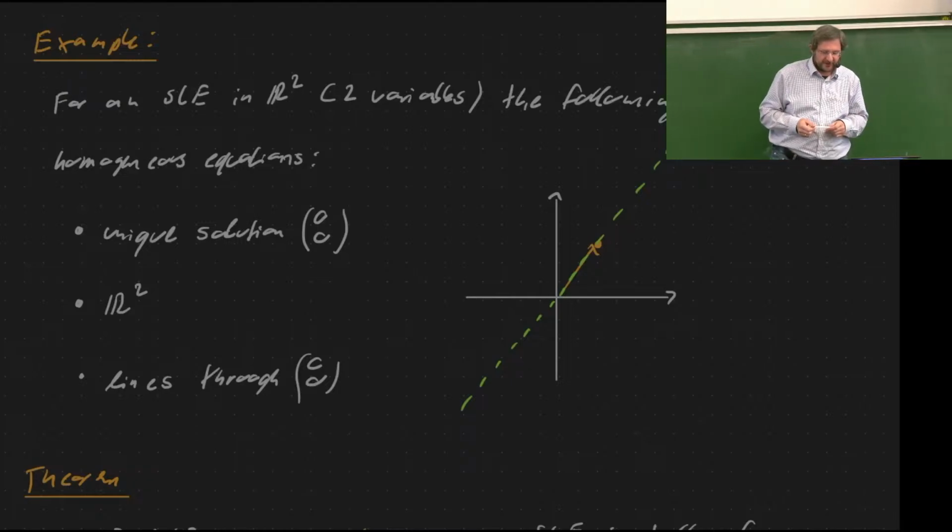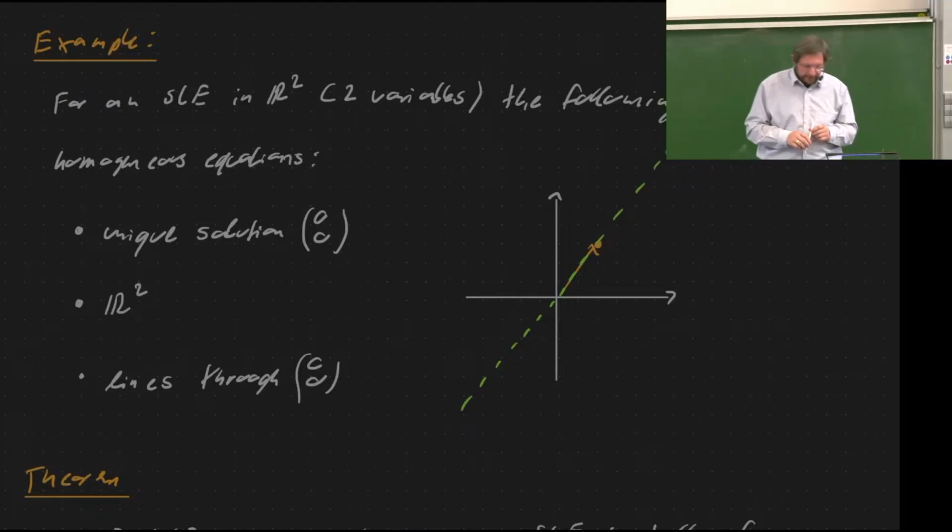All right? So if you want a linear subspace of R2 that contains a given point, you'll end up with a line through that point and through the origin. Or, of course, just the origin if that's where you start with. Okay, so that's the third possibility.